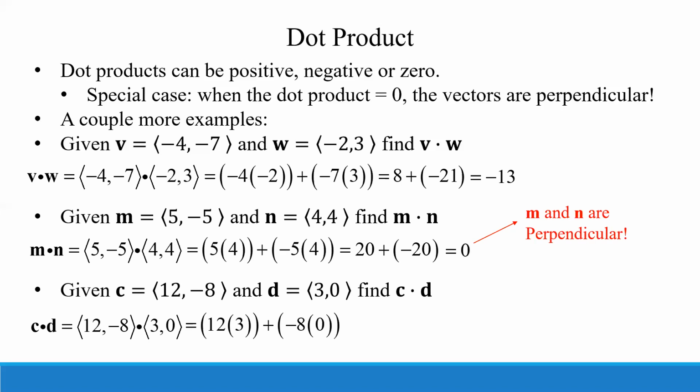Always multiply the x's, multiply the y's. In this case, the y's come out to be 0. So it just comes out to be 36.